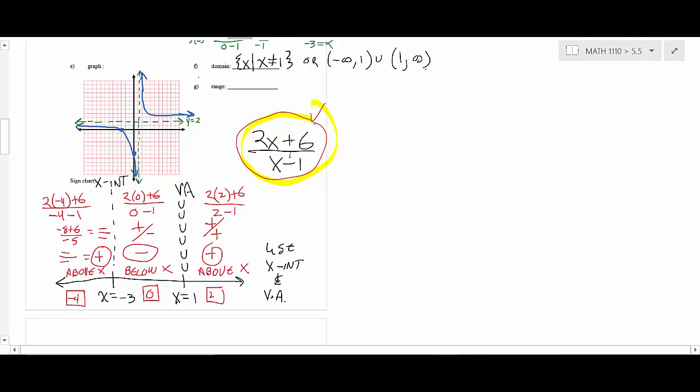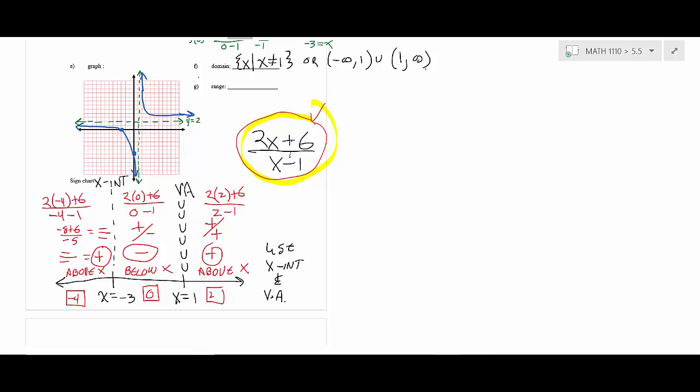Now, you always want to do this range after you've done the graph. Look at my graph. Is there any value that y is never equal to? There's one thing. You know what it is? 2. Yeah, it's not 2. It's never going to get to 2. It's just going to get close to 2.